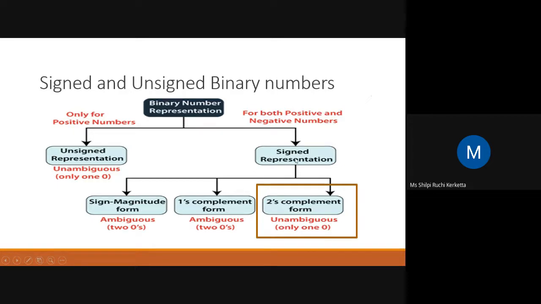Okay. So there are different types of signed binary numbers, but here we are using two's complement. You don't have to go in depth, but just understand that we are using two's complement. One's complement is different, sign magnitude form is different. But here we are using two's complement.